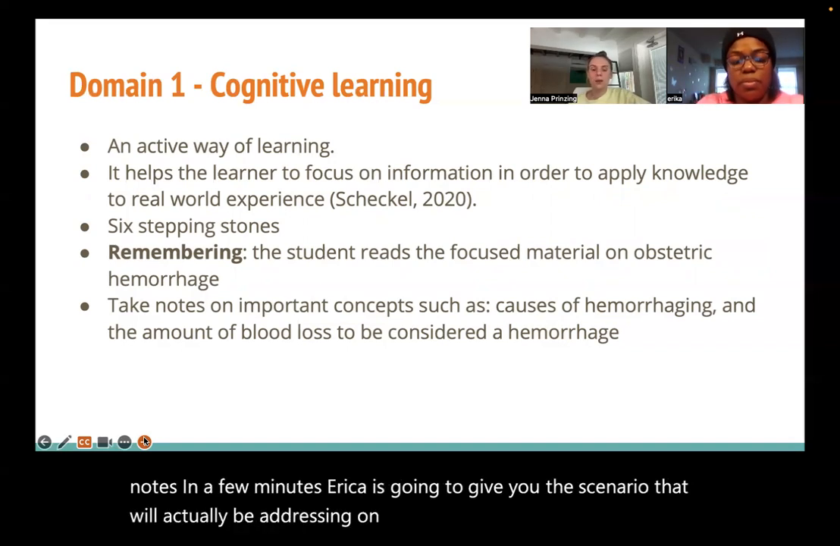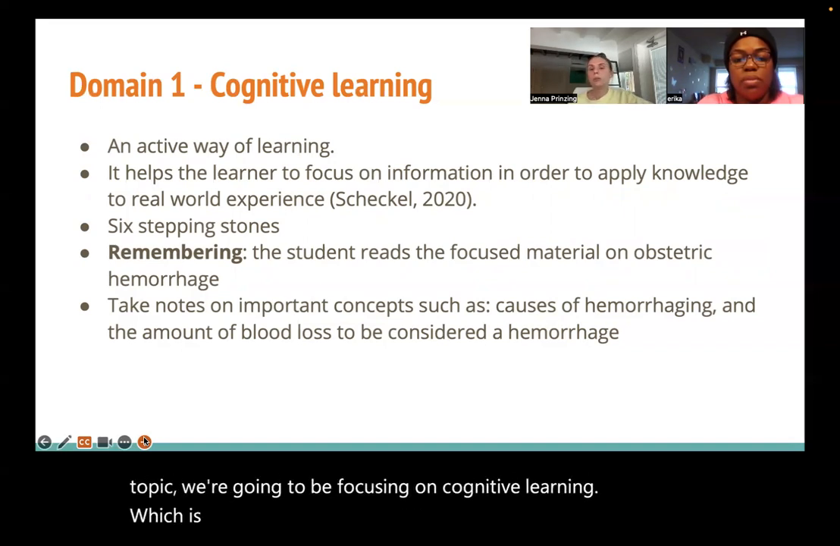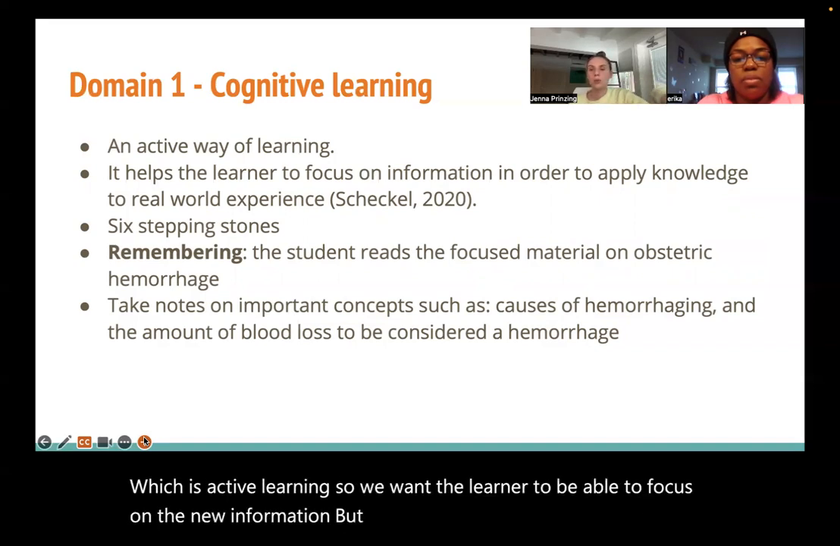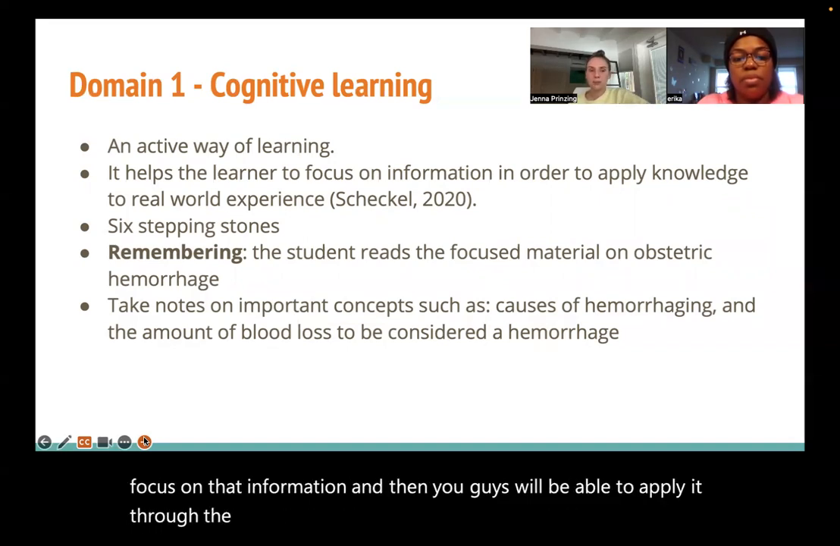So for this topic, we're going to be focusing on cognitive learning, which is active learning. So we want the learner to be able to focus on the new information, but also apply it. So this is helping you guys focus on that information, and then you guys will be able to apply it through the simulation. There are 6 stepping stones.